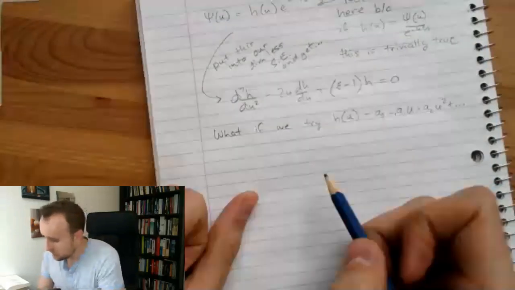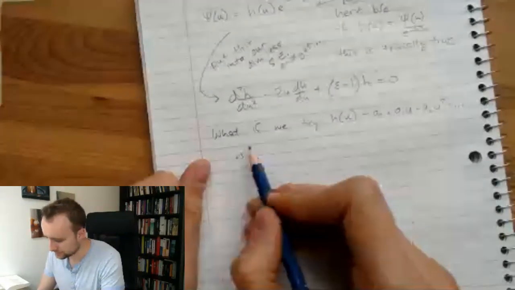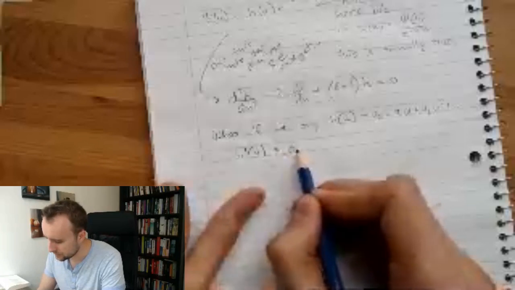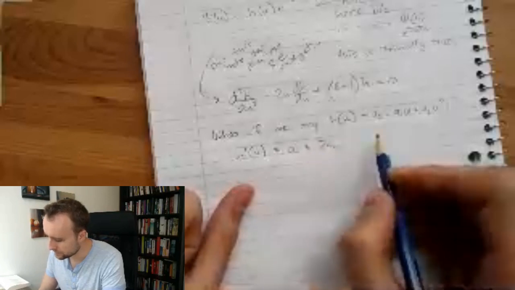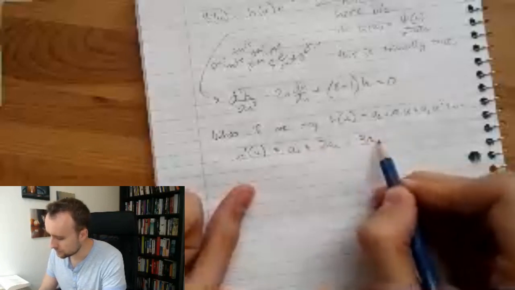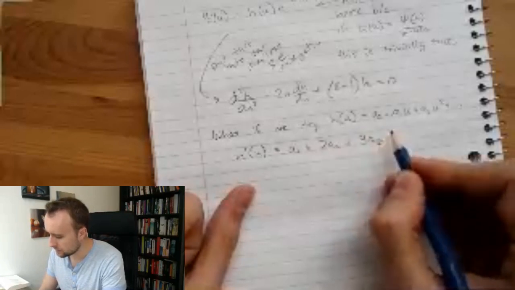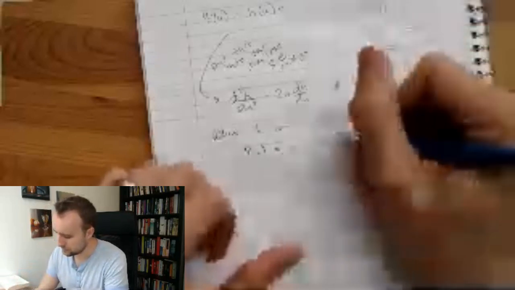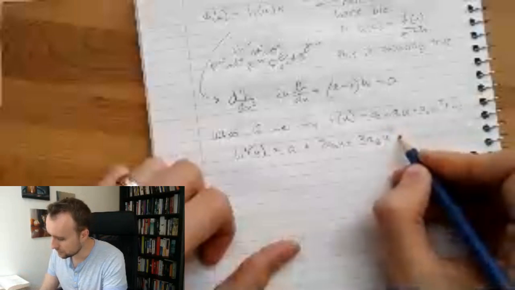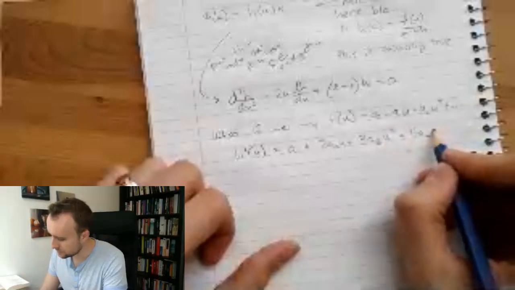So if we put this in with just the first few terms, well, h prime of u is going to be equal to A1 plus 2A2 u plus 3A3 u squared plus 4A4 u cubed.